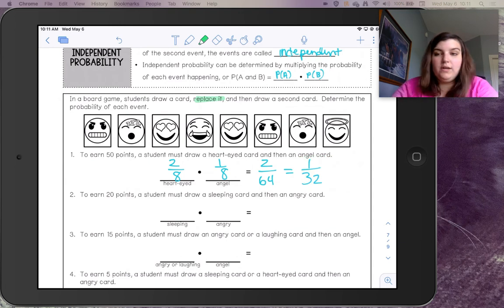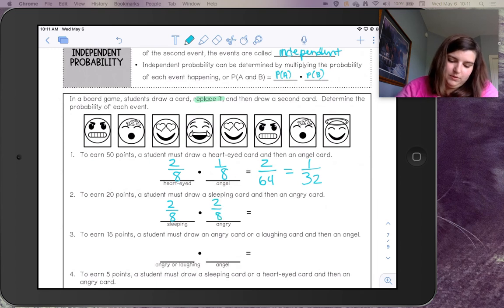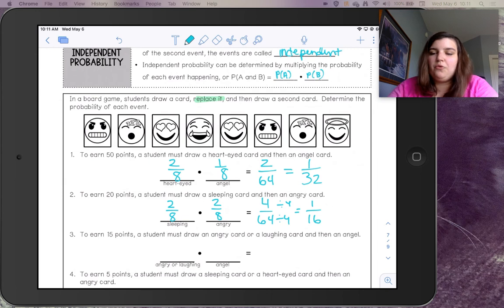Next one, to earn 20 points, a student must draw a sleeping card and then an angry card. So sleeping, we've got 2 sleeping. And angry, 2 as well. So that's going to be 4/64. If I divide both of those by 4, I get 1/16. So remember that 1/16 is a higher probability than 1/32 because the spaces are broken up. Like if I talked about a pie chart, it's bigger slices of pizza or pie.